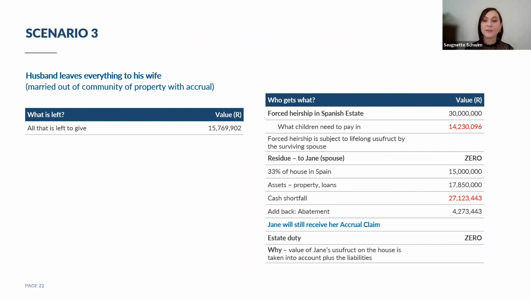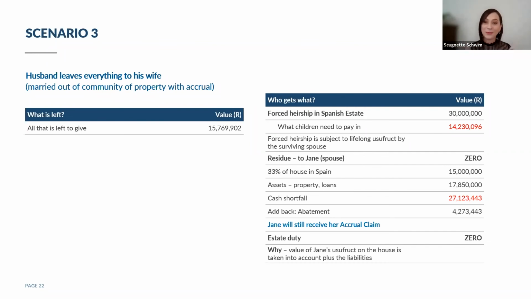So now, because we have to give that 30 million rand asset to the two children, but we only really have 15.7 million to give, the children now have to pay in. And that's where the abatement concept comes in. They have to abate their legacy, to reduce what they're getting, so that we can bring that 30 million off to the 15.7. So they have to pay in.